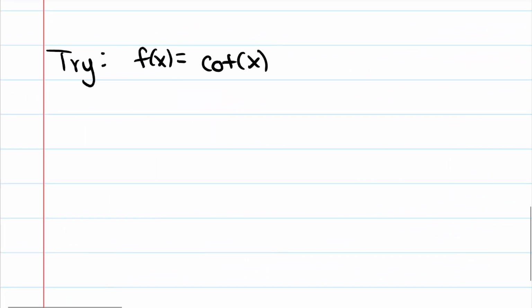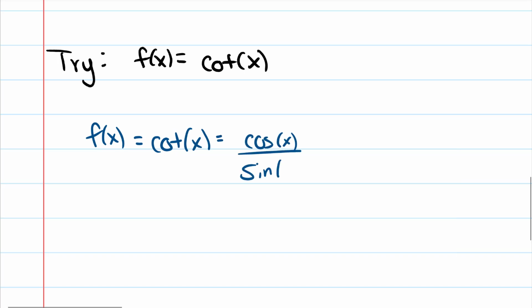All right, so let's look at it. We get that f of x is equal to cotangent of x. And we know that that is equal to cosine of x divided by sine of x. And so what we need to do is look at where the denominator is equal to 0. And so it's equal to 0 when x is 0 and when x is pi on the interval 0 to 2 pi.